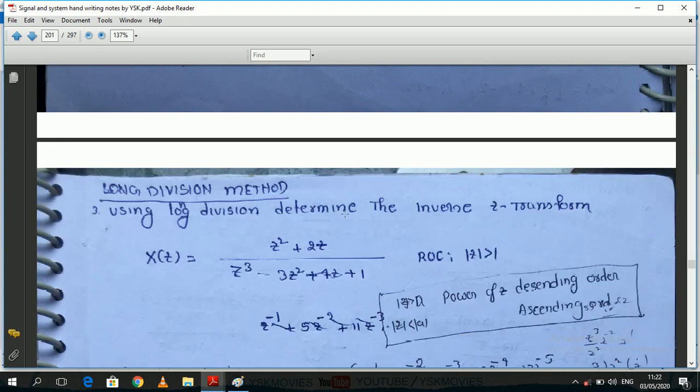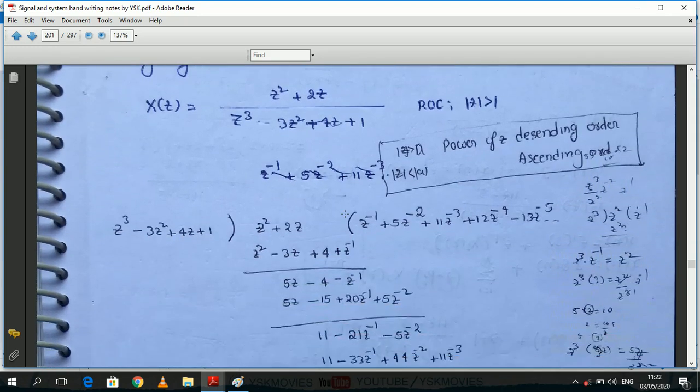Now the long division method. Up to now we discussed the partial fraction method. Now, with the long division method, how can you find the inverse? We have three methods: the long division method, the partial fraction method and the residue method. The partial fraction method I have already completed, so now we go for the long division method. How can you find the inverse z transform?